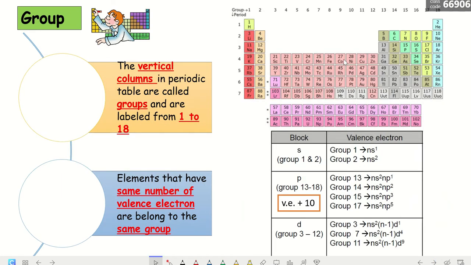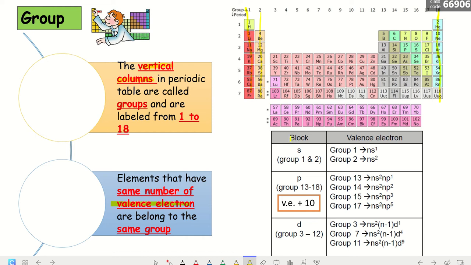Next, group. This you have also learned in secondary school. It is the vertical columns. So we have group 1 until 18. Group 1, 2, until 18. Elements that have the same number of valence electrons belong to the same group.